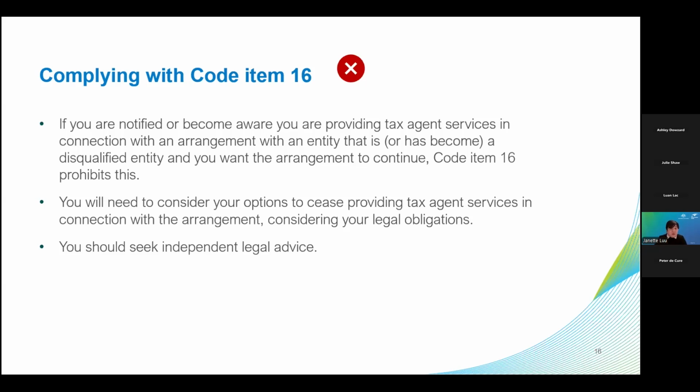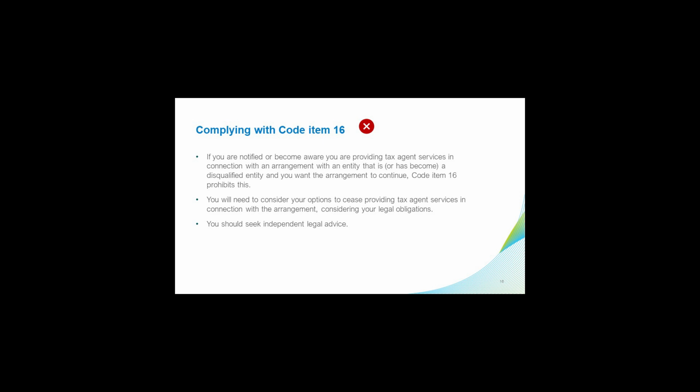Now, the last situation I might cover off on in relation to Code Item 16 is where you have been engaged by an entity and they have notified you that they are disqualified, but for whatever reason, you want to continue with that engagement. As per that previous example, the only way to comply is to cease that arrangement. Now, you might need to think about some of your legal obligations, including under contract or employment law in that case. So I might move on now to look at an example.